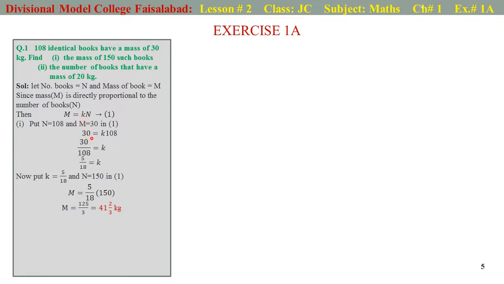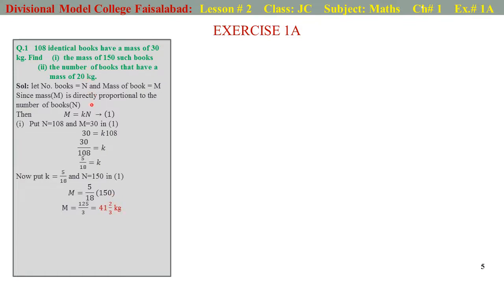In this equation we will get 30 is equal to k into, put a bracket here, 108, and then to find the value of k, 30 will be divided by 108 and this will give you 5 by 18. To find the mass of 150 books, we will put this value of k and n is equal to 150 in this equation number 1. So m is equal to 5 by 18, which is the value of k, and 150 is the value of n. Solving this, we will get the value of m, which is 41 by 3 kg.